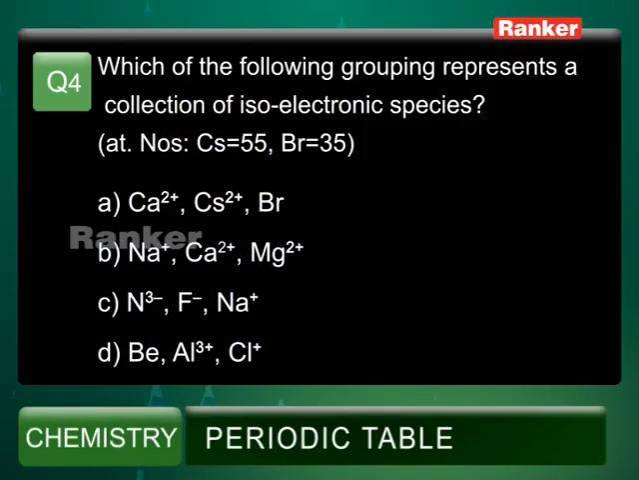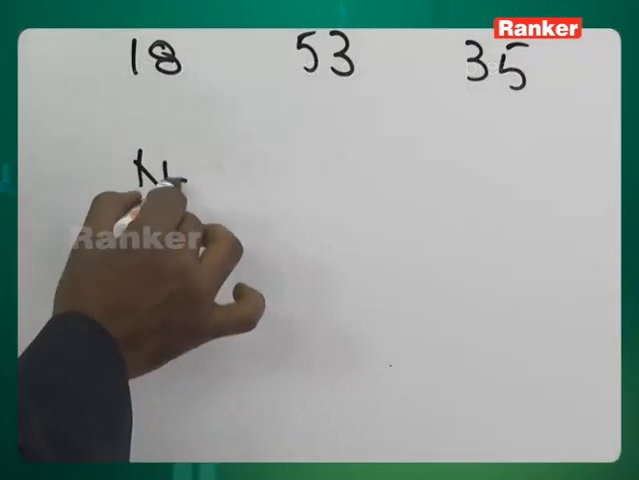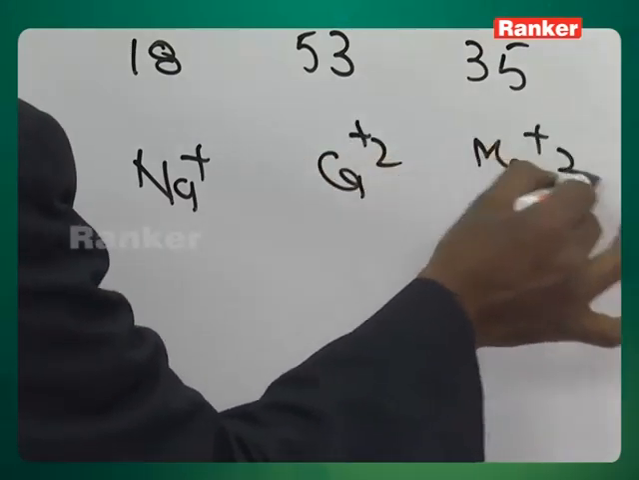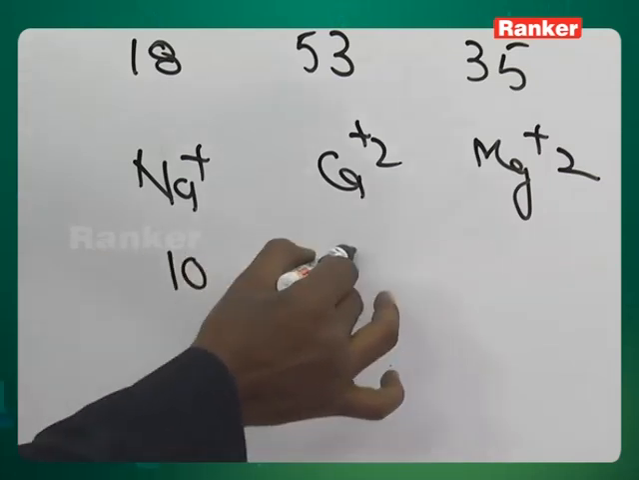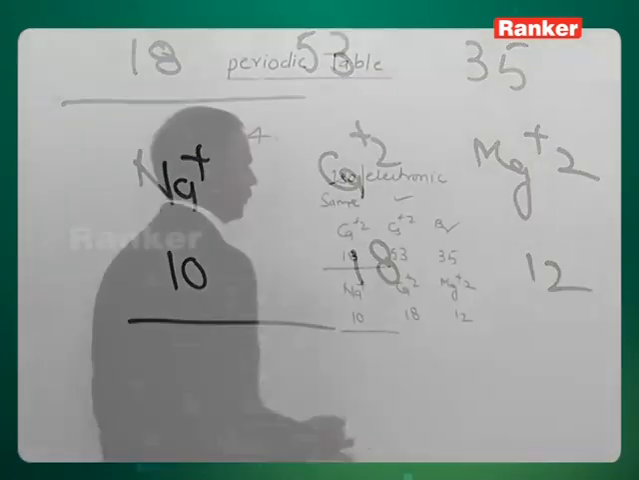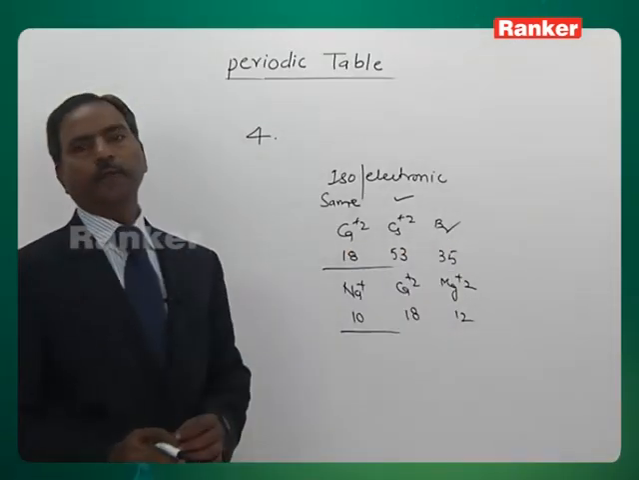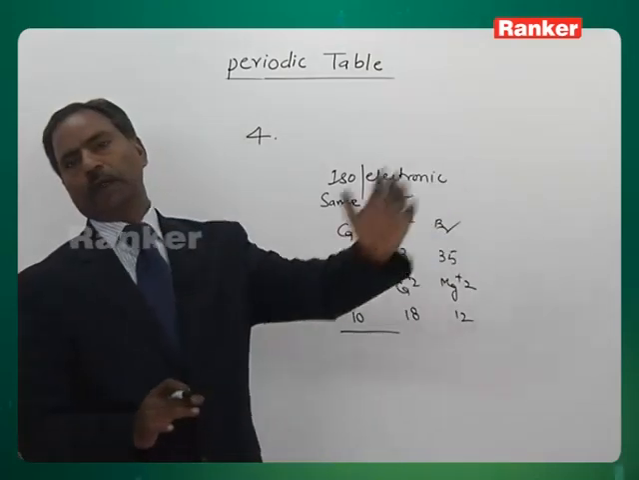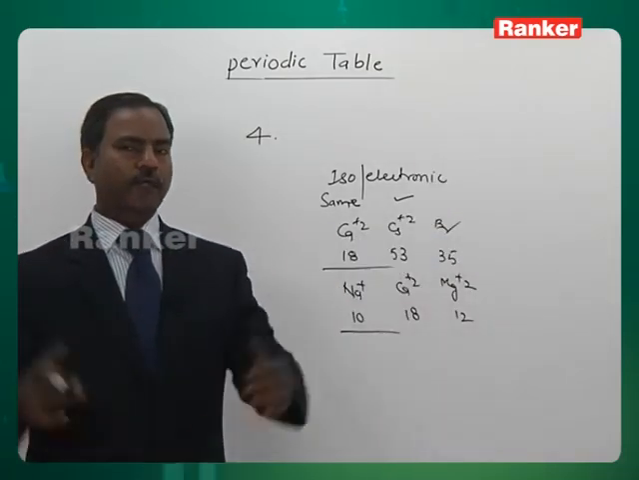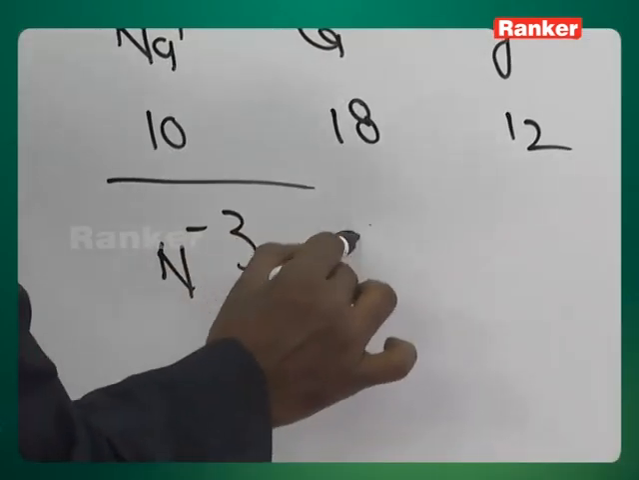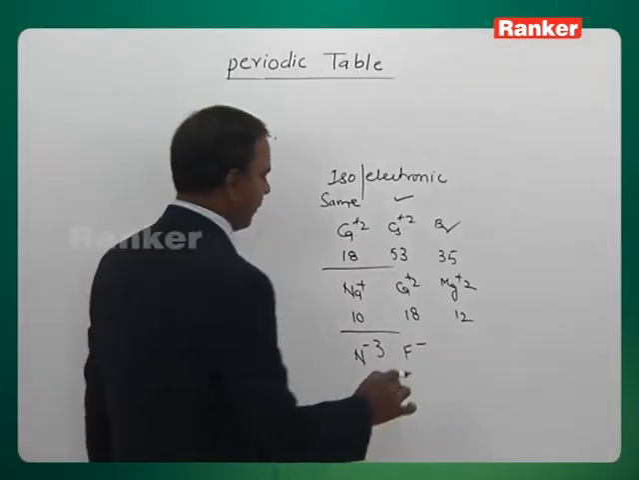Coming to option B, Na plus, Ca plus 2, Mg plus 2. The number of electrons is 10, then 18, then 12. So this particular grouping is not carrying the same number of electrons. This is also not carrying. You are observing that this also does not carry the same number of electrons. Coming to option C, N minus 3, F minus, and Na plus.